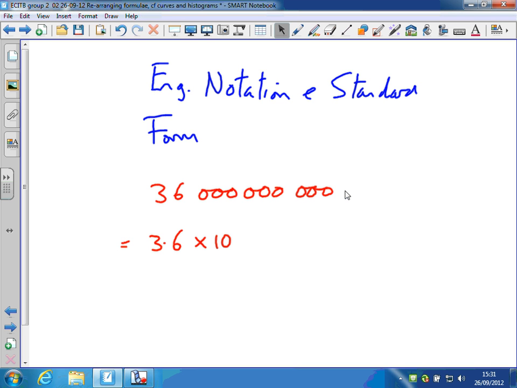To get it back to where it should be. So there it is now. I've got to go there. 1, 2, 3, 4, 5, 6, 7, 8, 9, 10. Okay? So multiplying 10 times. And that's in standard form.